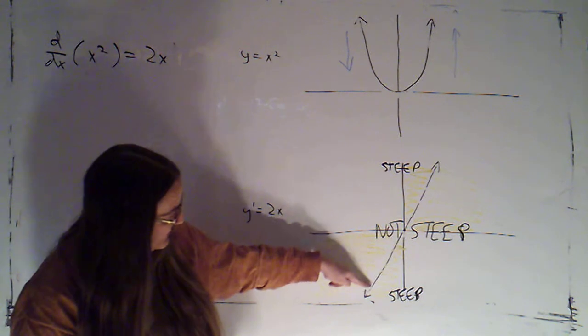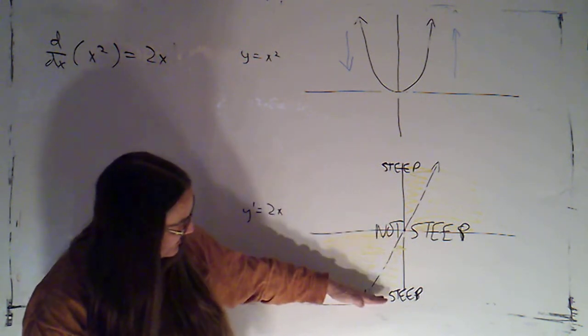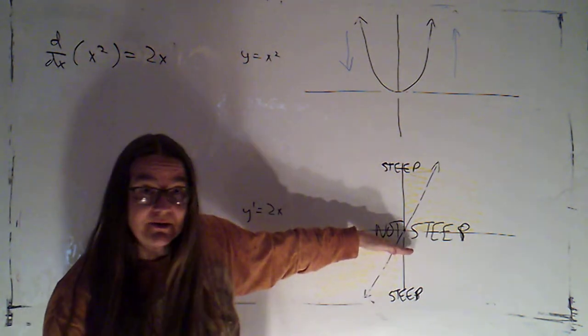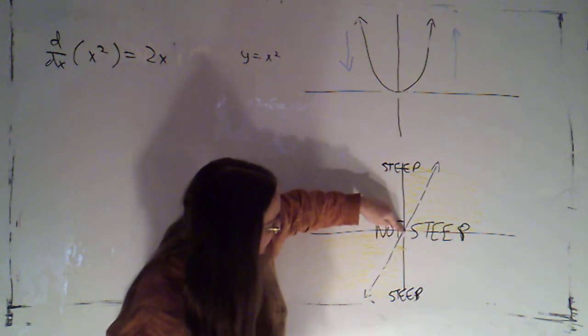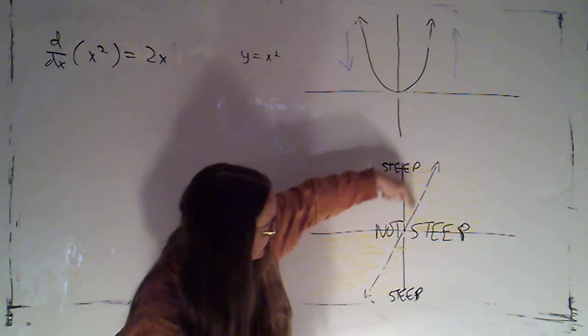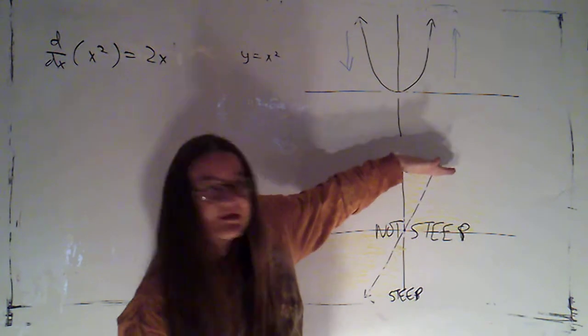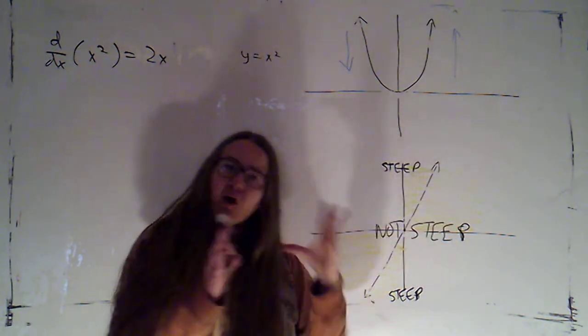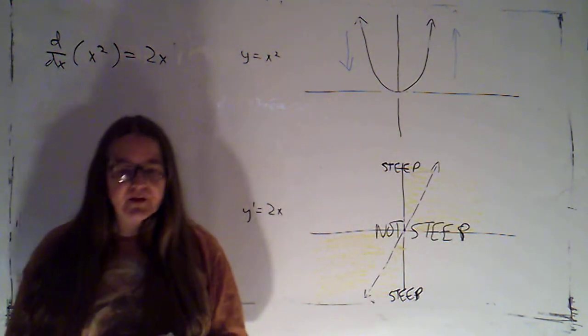Notice that down here, the fact that we're increasing means that we're going from steep to less steep. Once we pass through the origin, the fact that my line continues to increase has us going from not so steep to steep. But it's always encoding the behavior of the original function.